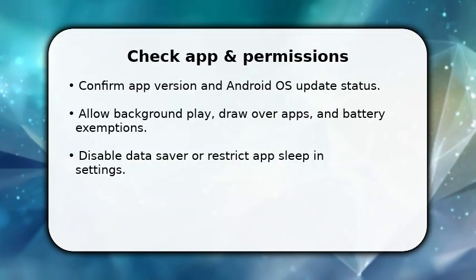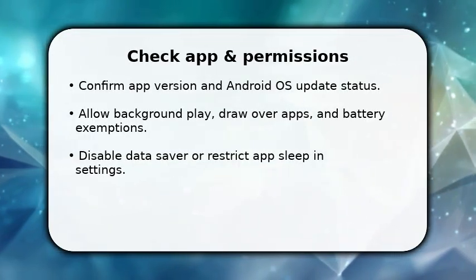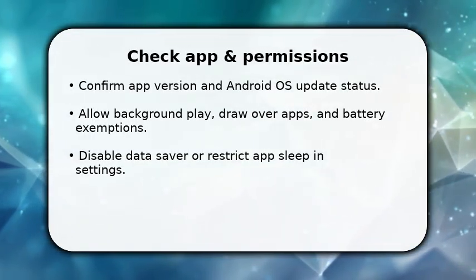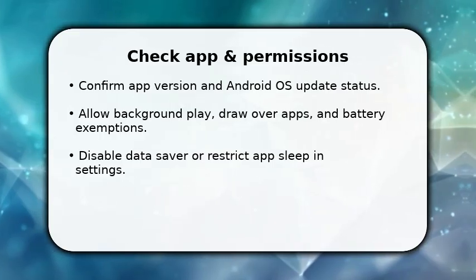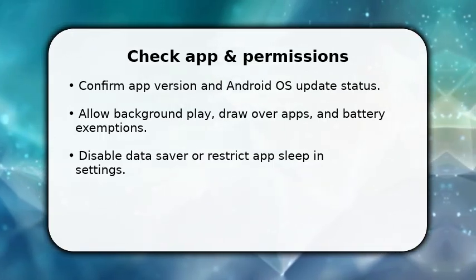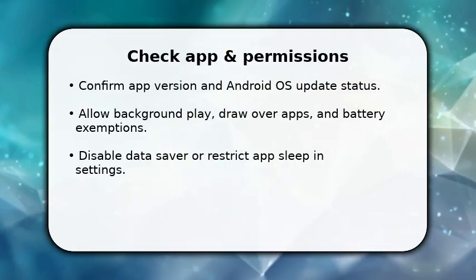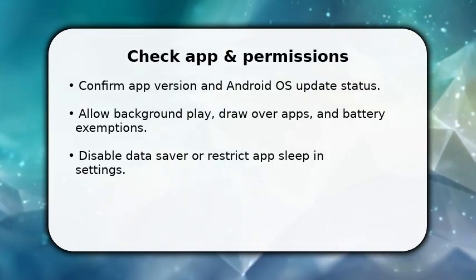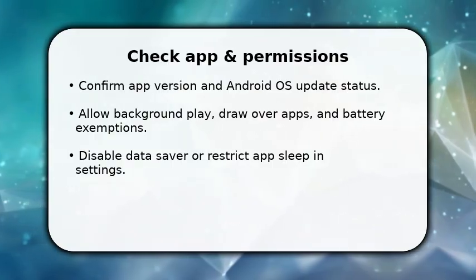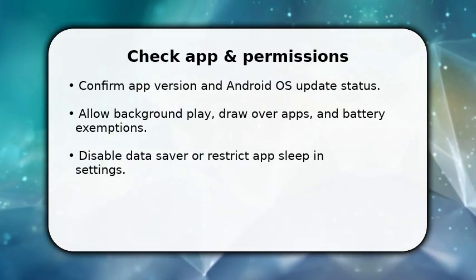You start by verifying the app in System Basics so changes work. Open Settings and check the app version and Android update. Outdated builds cause auto pause. Next, grant necessary permissions: background play, draw over other apps, and battery optimization exemption. This prevents the OS from killing playback.